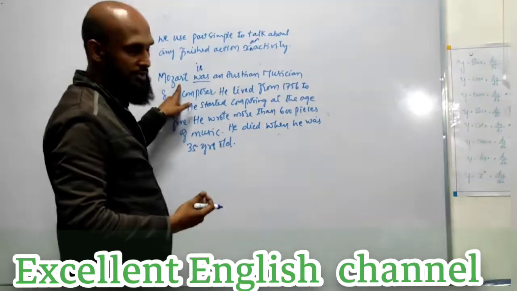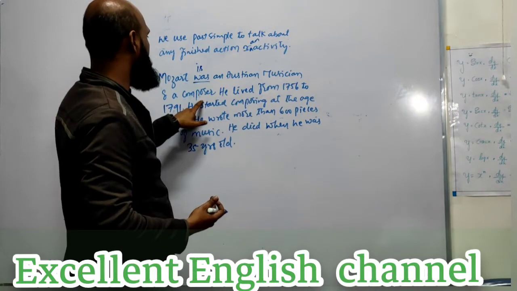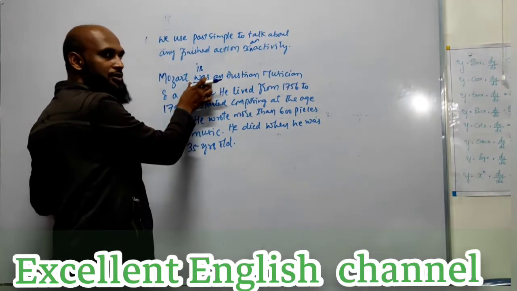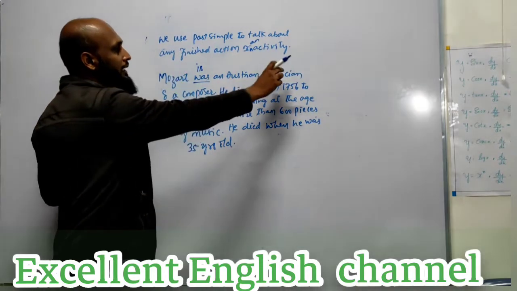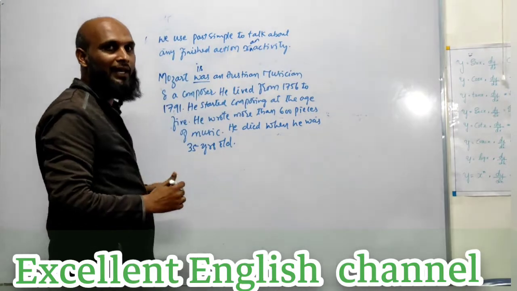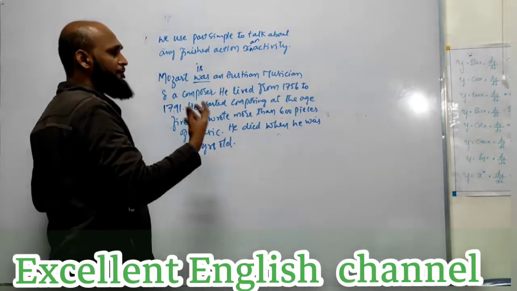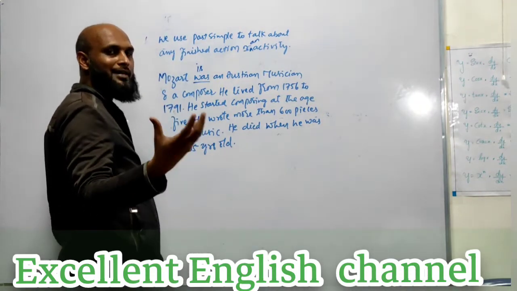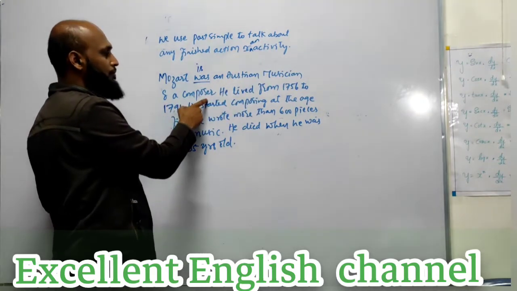Mozart is the name of a person. Mozart was an Austrian musician and a composer. Why are we using was here as a helping verb? Because you see that in the entire sentence you don't find any main verb. Due to this, we have to use was or were as a helping verb. So Mozart was an Austrian musician and a composer.